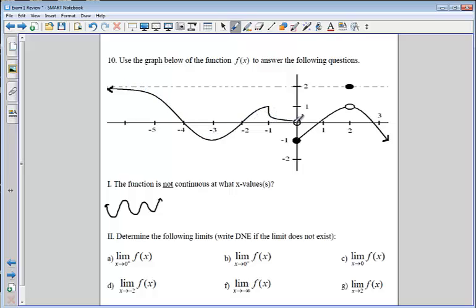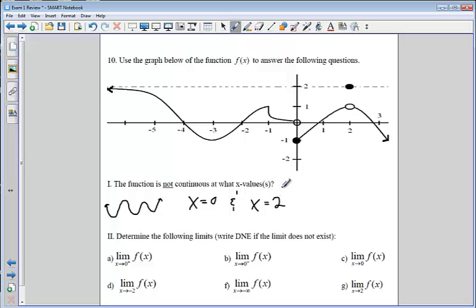As soon as you get to x equals 0, you have to jump. And so it's not continuous at x equals 0. And there's one more. So now I'm continuous, but now I have to jump up. So I'm not continuous at x equals 2, but then I'm continuous again. So x equals 0 and x equals 2.